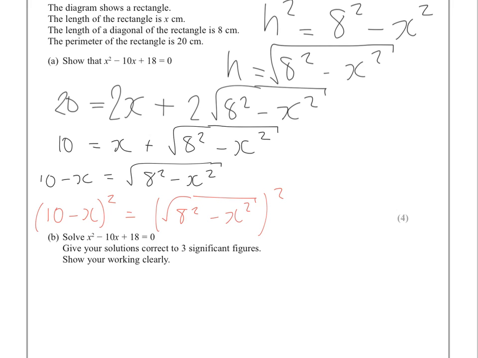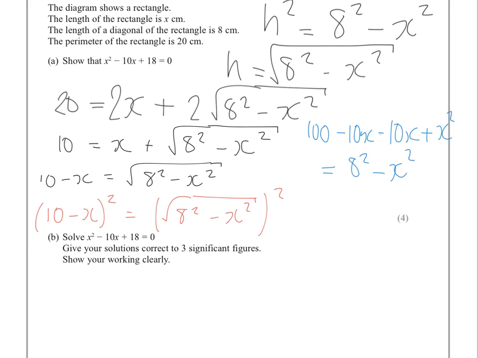The left hand side, 10 minus x all squared, is the same as having 2 brackets, 10 minus x, 10 minus x. So multiplying that out would give me 100 minus 10x minus 10x plus x squared. That's the left hand side. And the right hand side, well, squaring is the opposite to square root. So I get left with 8 squared minus x squared.